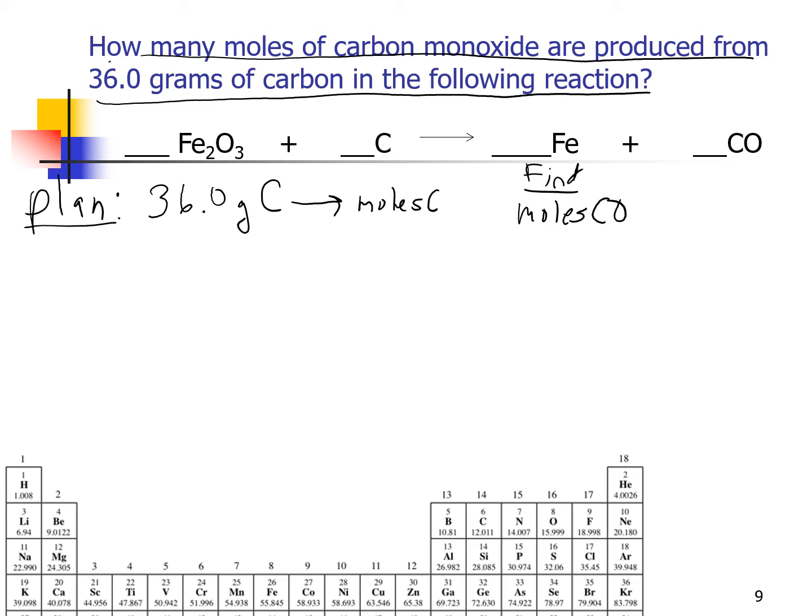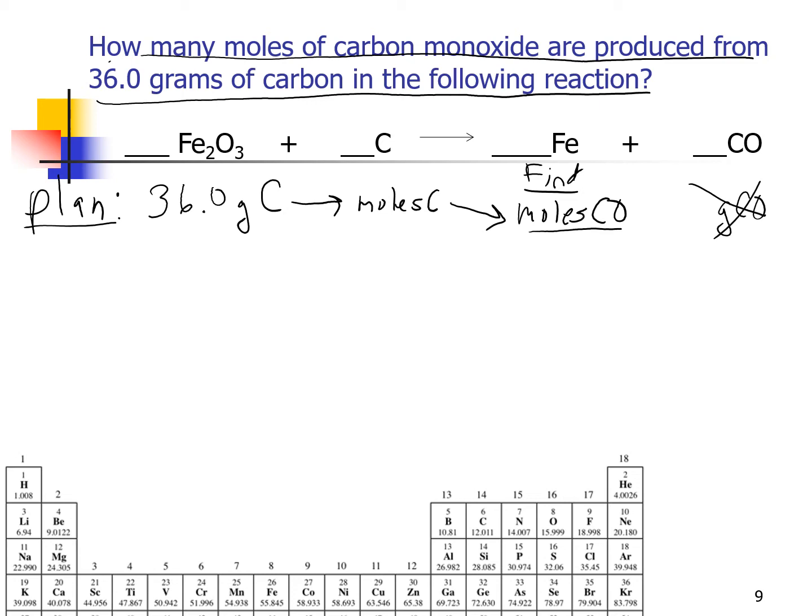And then from moles of carbon, we can convert to moles of carbon monoxide. And then we're finished. We don't have to go from moles of carbon monoxide to grams of carbon monoxide. That's not required because our question is only looking for moles of carbon monoxide. So with these types of problems, make sure you always make a plan and know where you start and where you need to end.